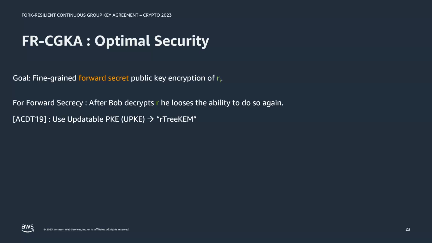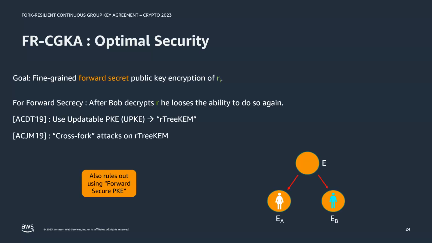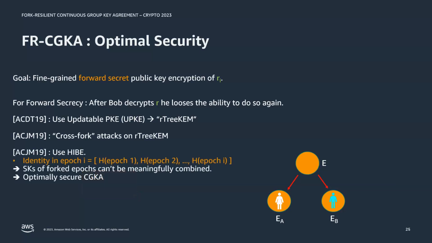And they constructed a CGKA with that, and it indeed had better forward secrecy properties. But as noted in another work, ACGM 19, it's still not optimal because you have certain kinds of collusion attacks where you corrupt people in a fork. Now you can combine those states to do more. So still not optimally secure. And that's why in that work, they switched over to using HIBE as the public key primitive.